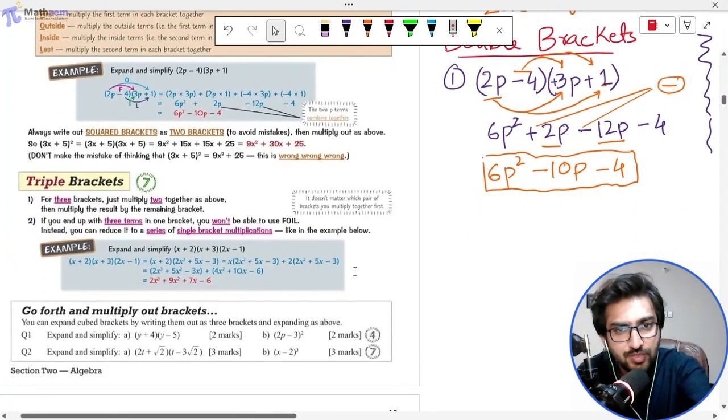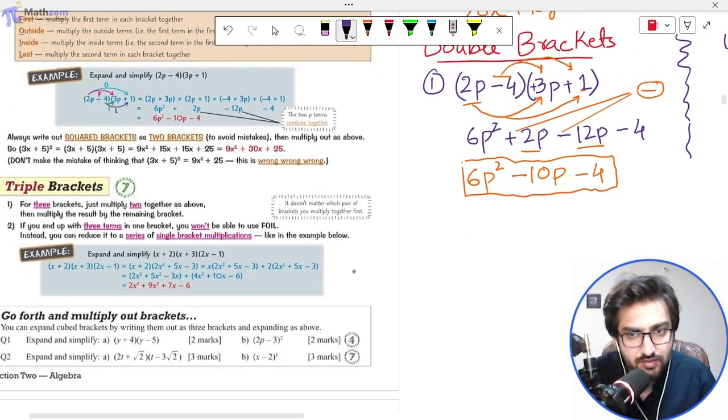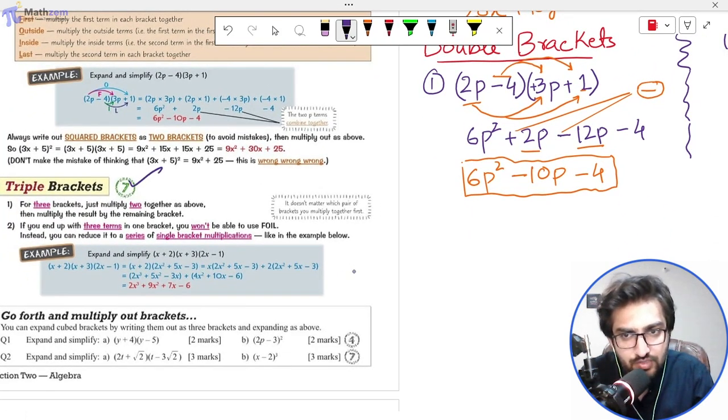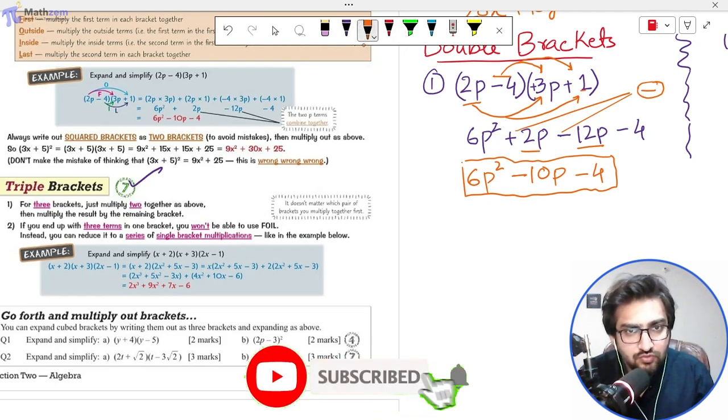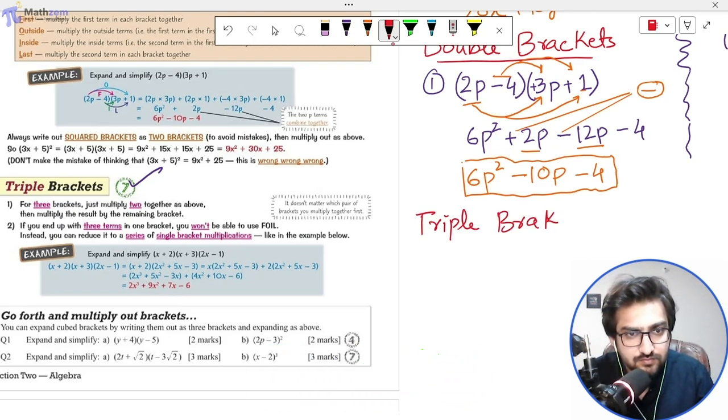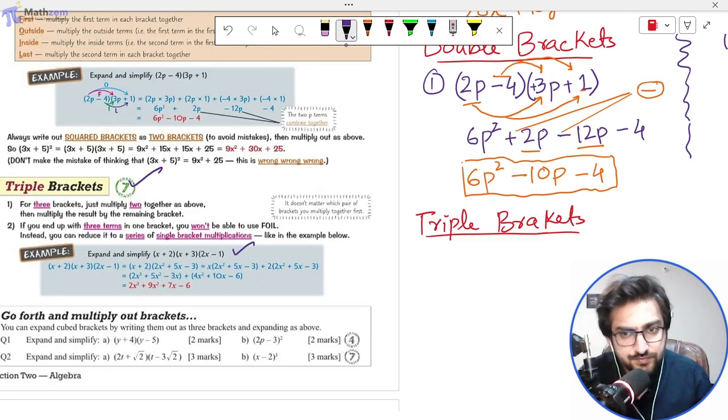Now let's work on triple brackets. How to solve triple bracket questions. I'm now explaining this concept. So I will write the topic, that is triple brackets. All right, so let me take this example.